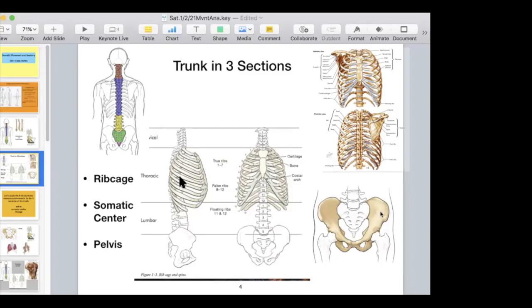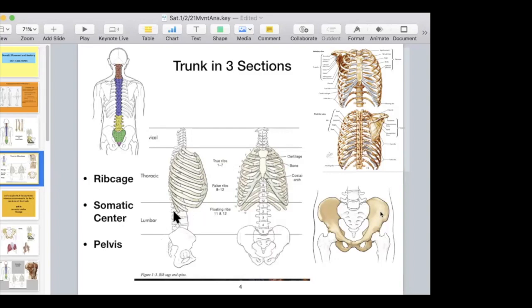These sections through the trunk are three-dimensional. So they not only go through the bones and the muscles, but they go through the organs. So in the rib cage, we have the heart and the lungs, for example. Right under the diaphragm, which is a dome in here, we have stomach and spleen. We have intestines. They go all through the somatic center. Ovaries, bladder, kidneys, all of those things, a lot of those are right in the somatic center, some higher, some lower.